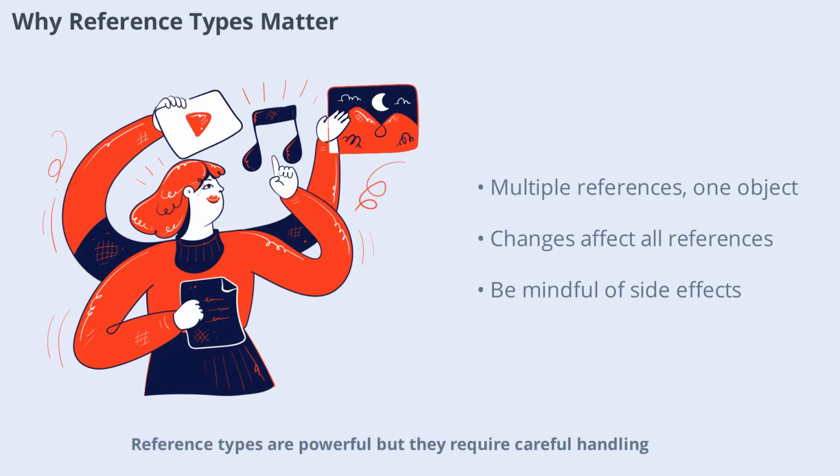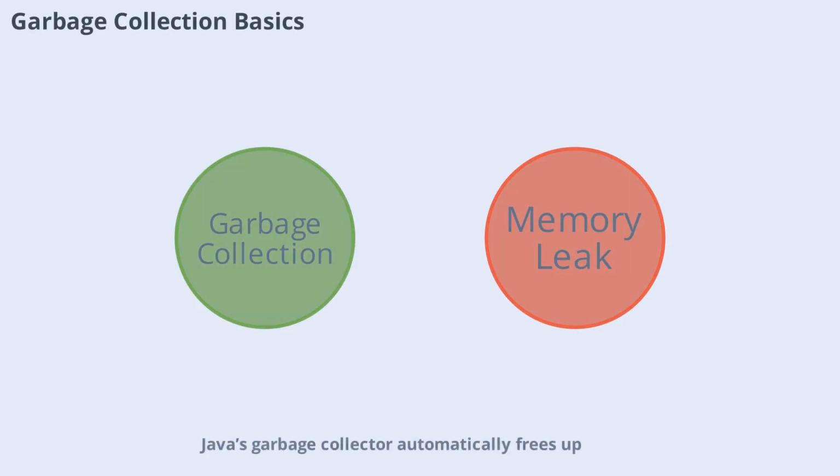Reference types are powerful, but they require careful handling. Because multiple variables can point to the same object, changes made through one variable affect all others. This can be useful for sharing data, but it can also lead to unexpected results if you're not paying attention. Understanding how references work is key to writing safe, predictable code. Java's garbage collector automatically frees up memory when objects are no longer referenced.